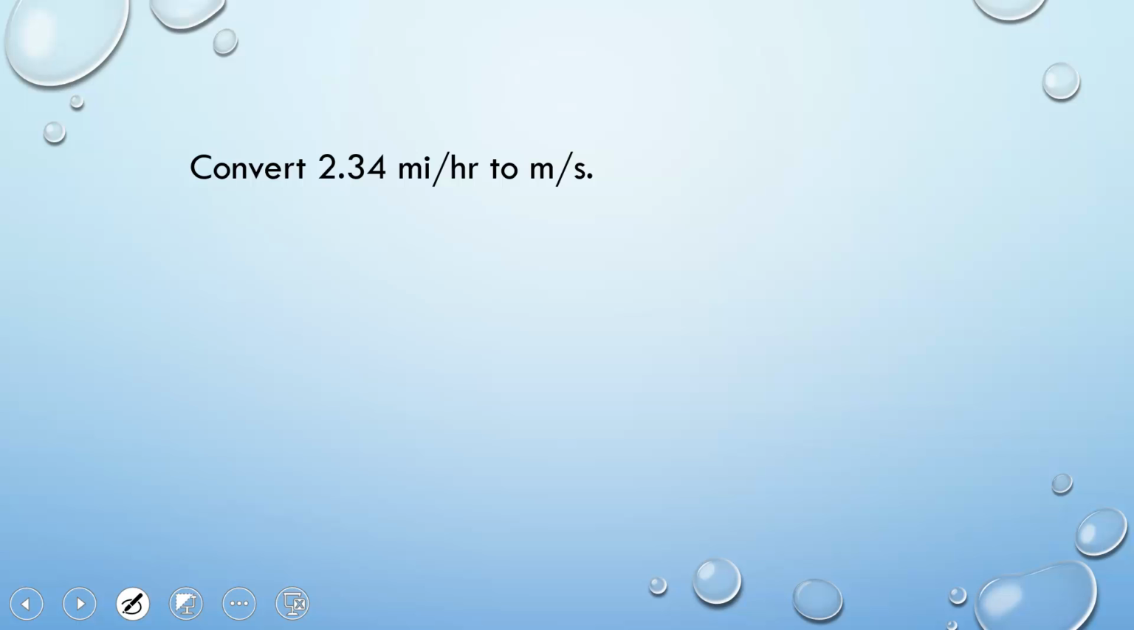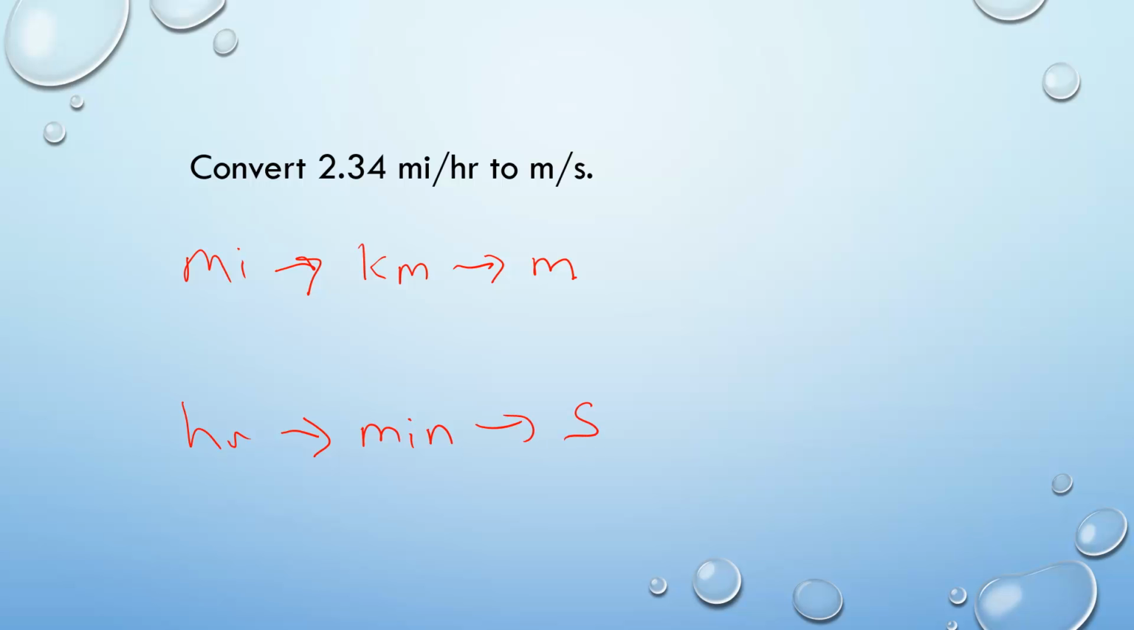As we come up with our plan, we're going to pick one of our units, let's say our miles, and we want to go from miles to kilometers, and then kilometers to meters. Then we pick our second unit, which is our time unit, and we have hours to minutes, and minutes to seconds. Then we consult our English to metric chart, and we also consult our metric chart to get all the conversion factors that we need.